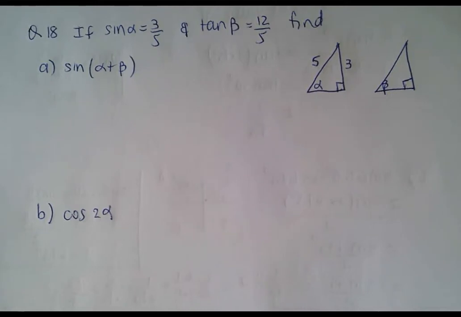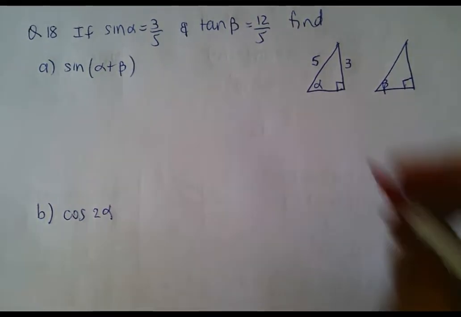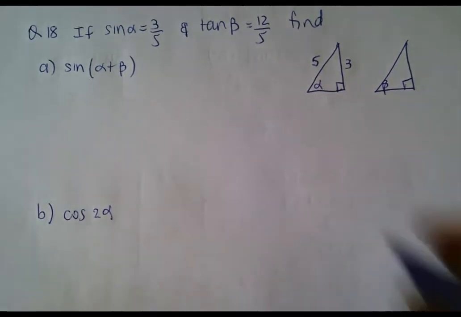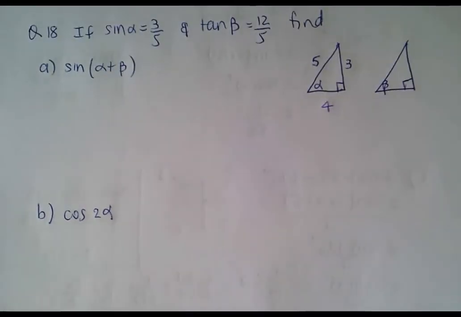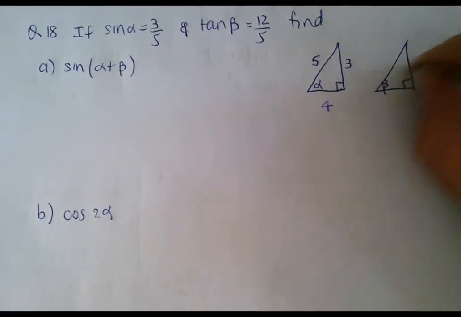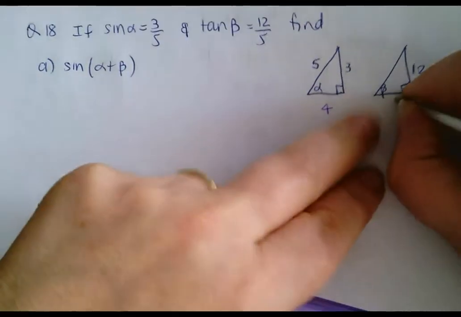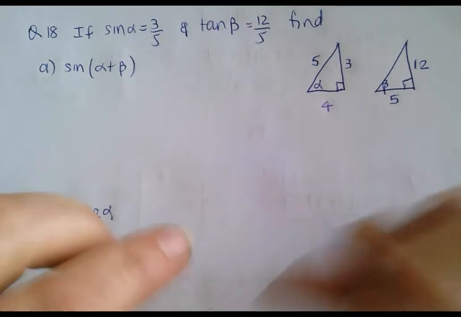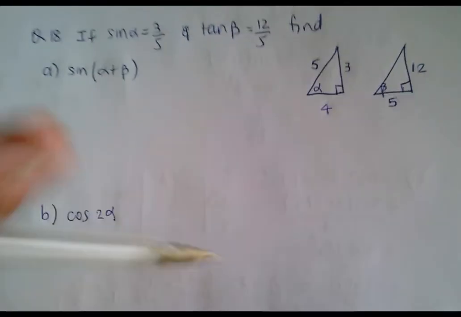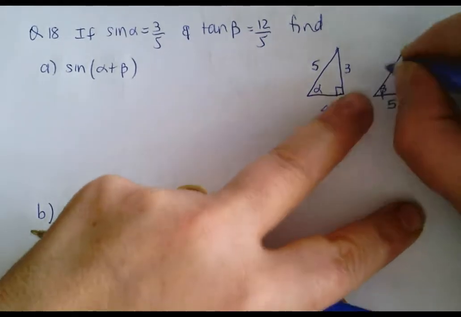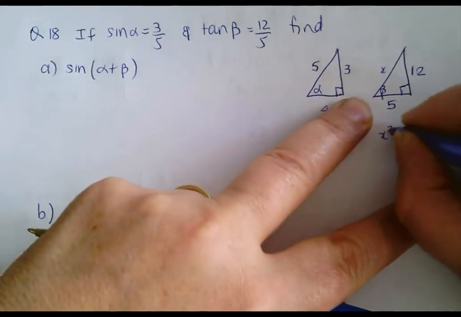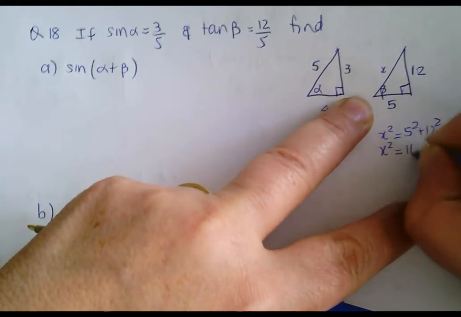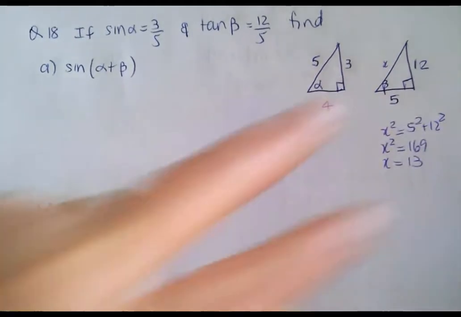What's your triad? 3, 4, 5. Missing side is 4, by Pythagoras' theorem. And tan of beta is opposite over adjacent, which is 12 on 5. Do you know your other triad? It's 5, 12, 13, but we'll just work it out. x squared is 5 squared plus 12 squared, which is 169, and so x is 13.